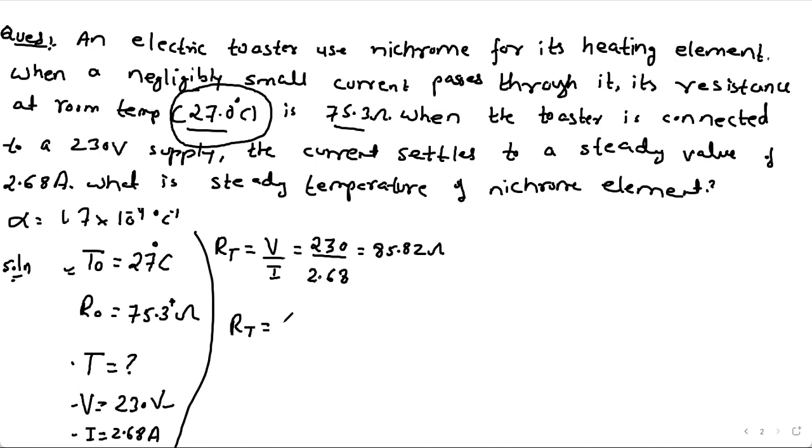Use this simple relation that R T is R naught into 1 plus alpha into T minus T naught. Use this relation and get the value of T. Substitute the value of R T, R naught, alpha is here, T naught is this, and get the value of T now, fast. What's the value of alpha? Alpha is 1.7 into 10 raised to minus 4.